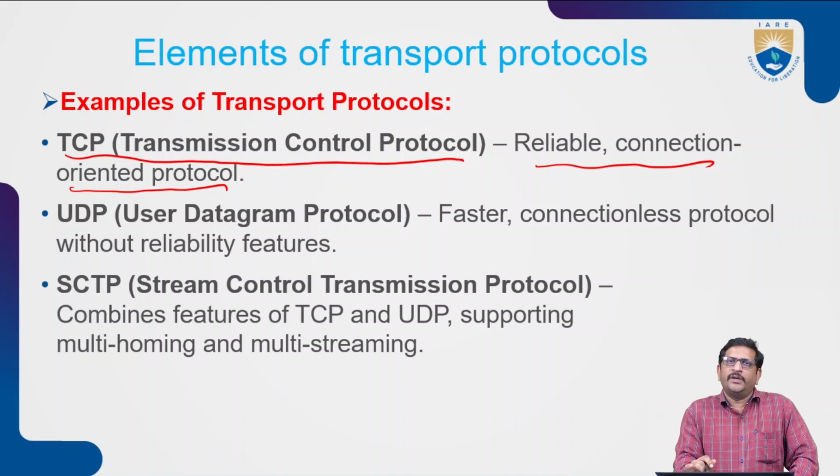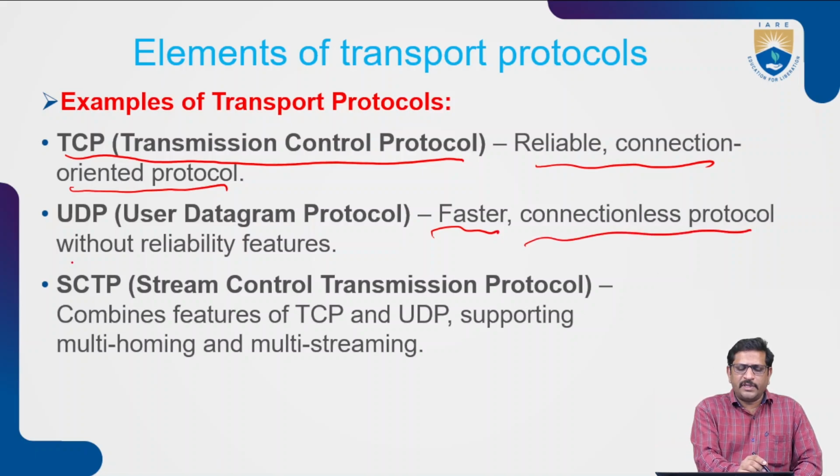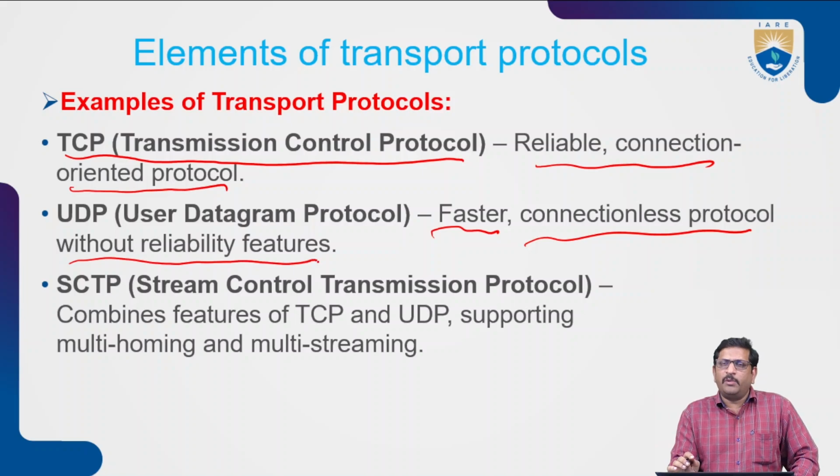Now UDP, User Datagram Protocol. User datagram protocols are much faster compared with the TCP protocol. These protocols provide connectionless services, without the reliability feature, so they are not as reliable as TCP. Data losses can happen often while communicating between two devices. So UDP is unreliable compared with TCP.